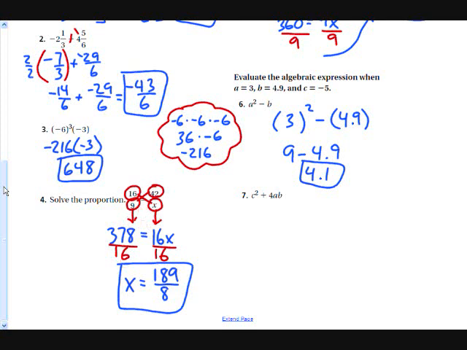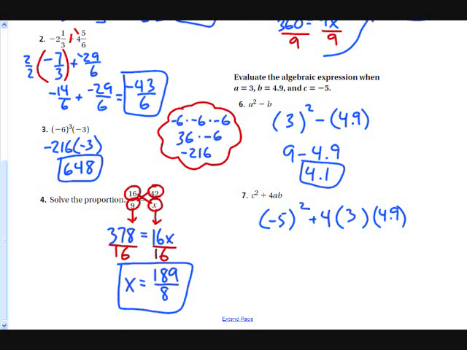For number 7 here, I'm going to do the same thing. Again, I'm going to set it up using my blank spaces. So it's c squared plus 4 times a times b. And using parentheses like this will save us some hassles in the end to make things just a little bit easier for us and help us not to make some sign errors. So I recommend that you always use the parentheses to plug this in. So now let's see. C is a -5. A is a 3. And B is a 4.9.